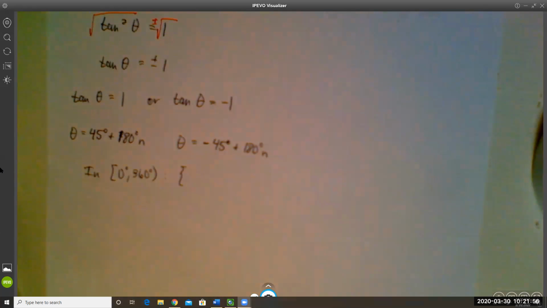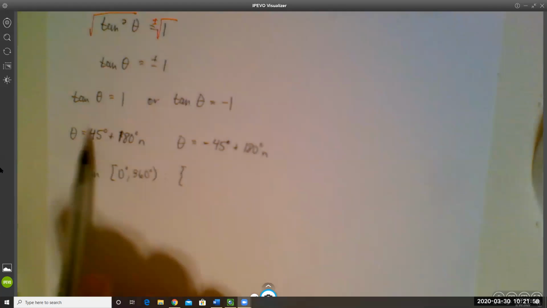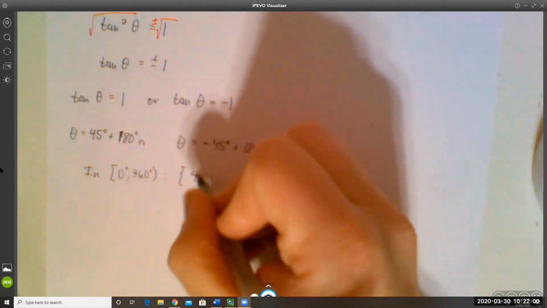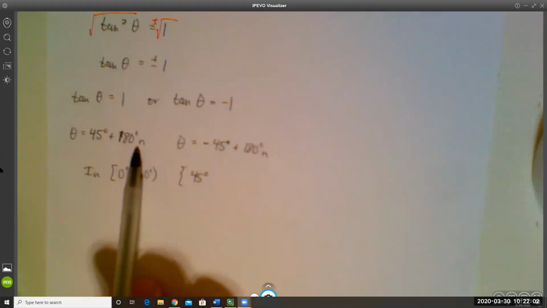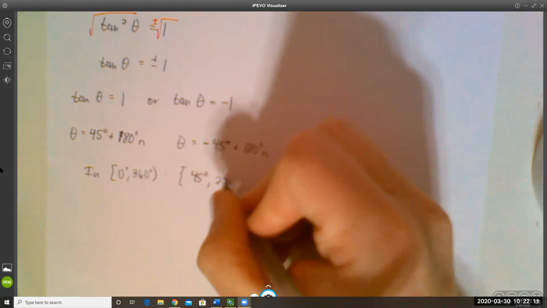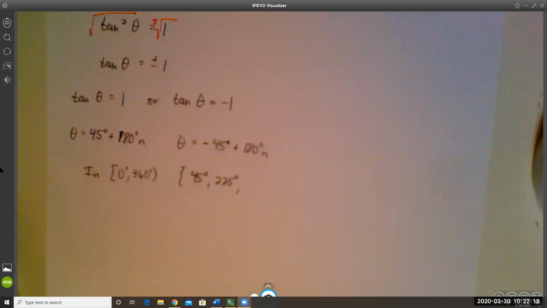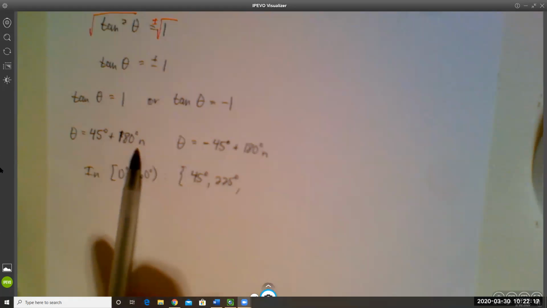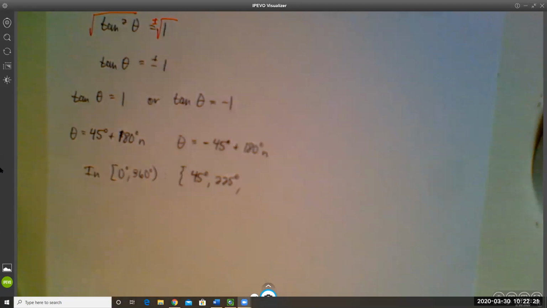So for the solutions that live between 0 and 360, we've got 45. That happens when I plug in 0 for n. When I plug in 1 for n, I get 225. Okay, that's also between 0 and 360, so I'm going to go ahead and put that in there. If I plug in 2 for n, then I'm at 360 plus 45, that's more than 360. Okay, so I've gone too far.